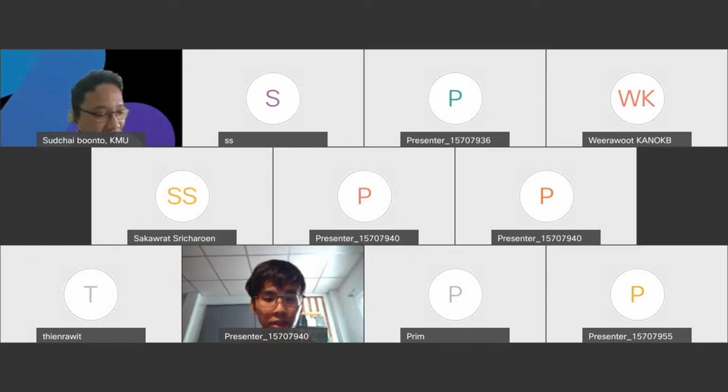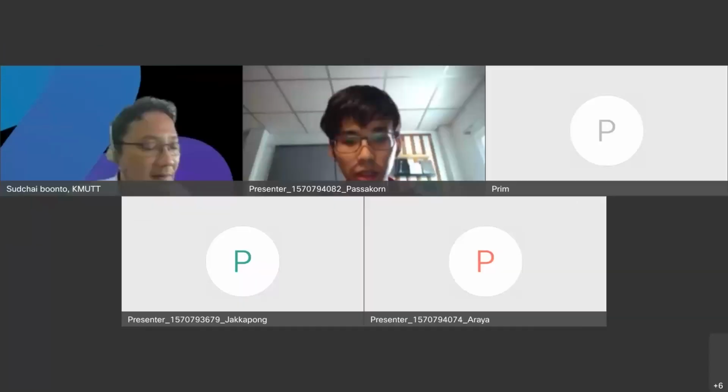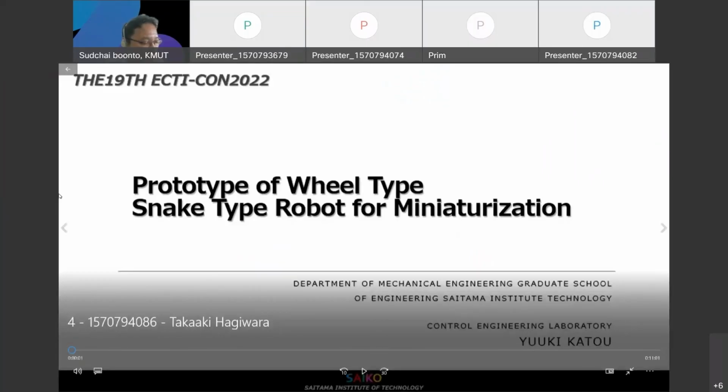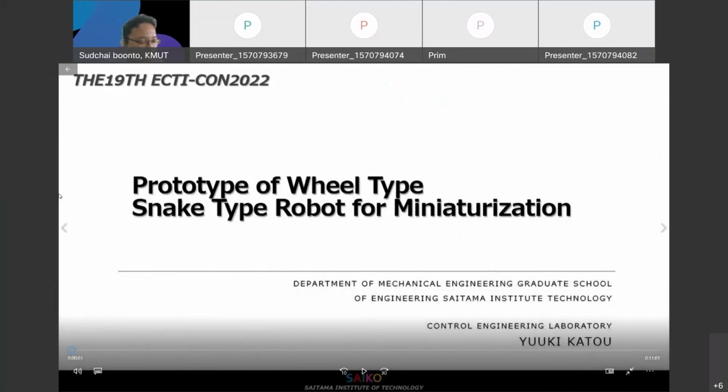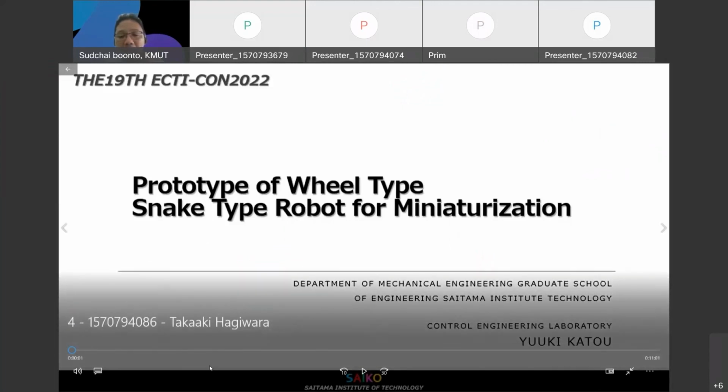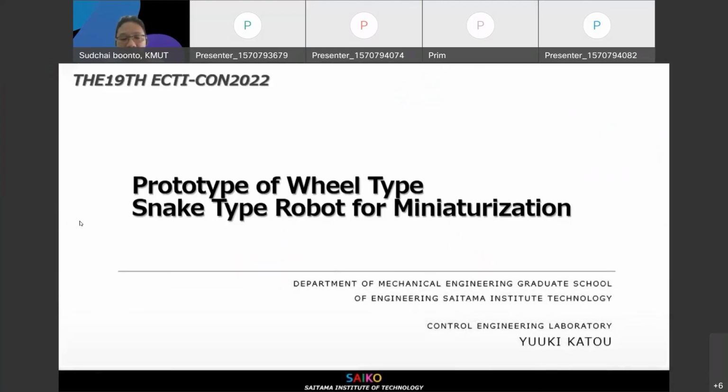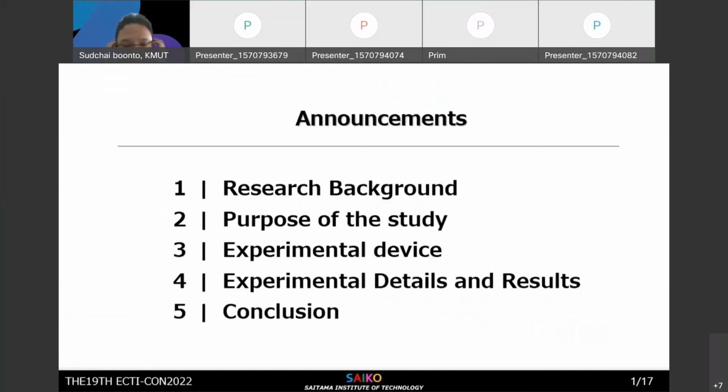Thank you. The next presentation is from Japan. It's the prototype of a wheel-type snake robot for miniaturization. The presenter is Yuki Kato. Okay, start the video. Today, I'd like to talk about a prototype wheel-type snake robot for miniaturization. The flow of the presentation is as follows. Background.